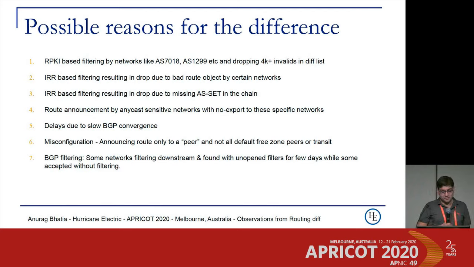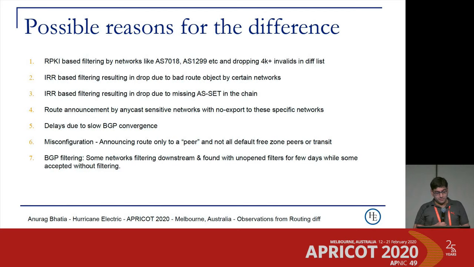Then comes misconfiguration. In the case of one specific network, they had only one peer and no transit at all. So make sure you understand what a peer is and what a transit is. There is a difference. A peer in BGP is just a peer, but a peer in a transit peering relationship is much different.